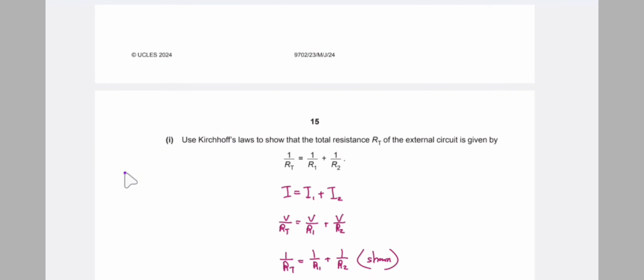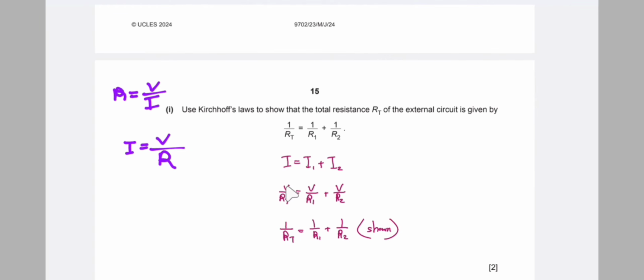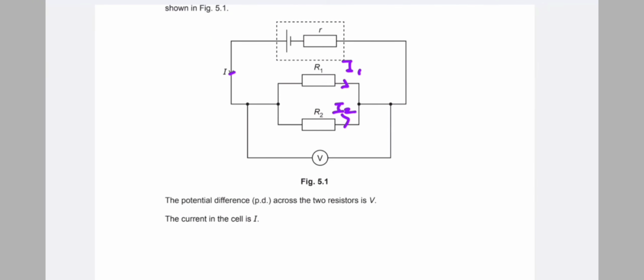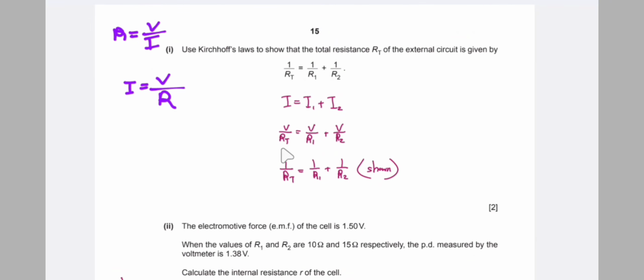Current is equal to voltage by resistance, so V by R total is equal to V by R1 plus V by R2. Since the two resistors are arranged in parallel, the voltage across each is the same, V, and the combined voltage is also V. So V by R total is equal to V by R1 plus V by R2. If we cancel the V, then 1 by R total is equal to 1 by R1 plus 1 by R2, as shown.